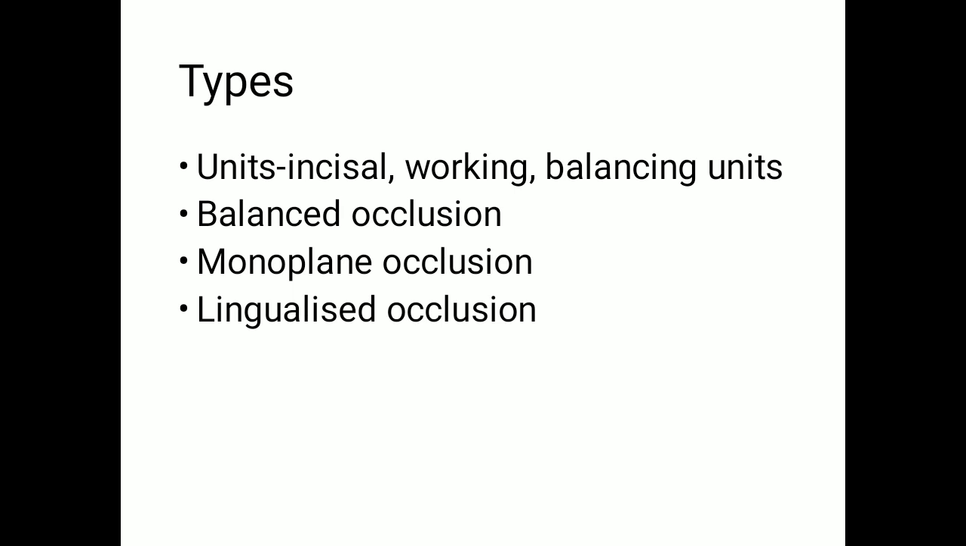Occlusion consists of various kinds of units. First one is the incisal unit, second the working unit, and third, the final one, is the balancing unit. Let's go into the types. There are three kinds of occlusion here: first one is balanced occlusion, then monoplane occlusion and lingualized occlusion. In this video, we are going to see about the balanced occlusion.